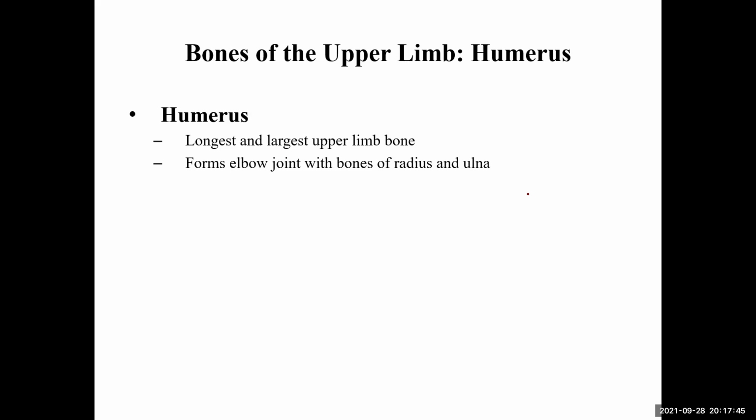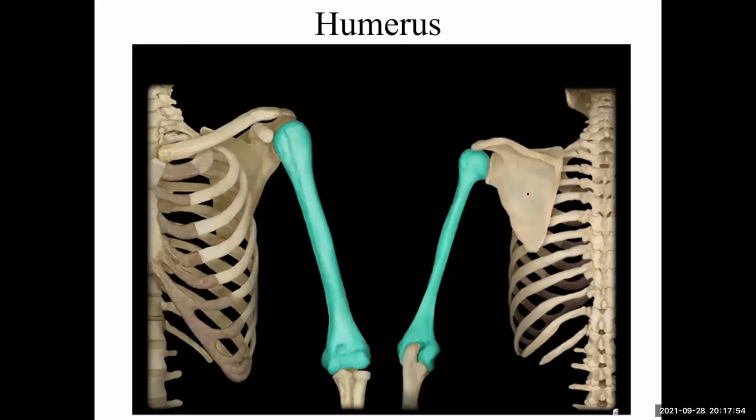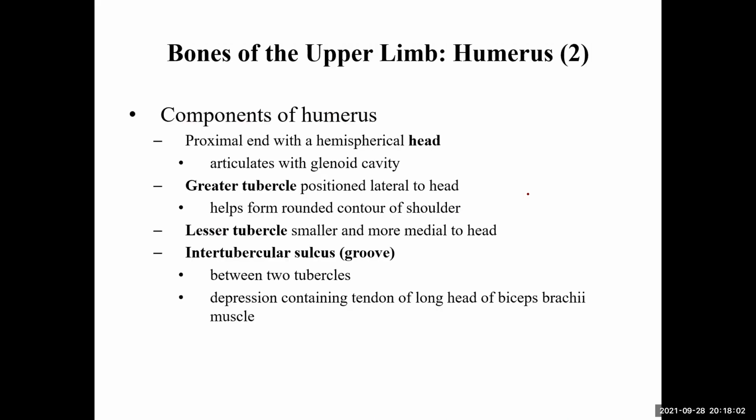This goes from your shoulder down to your elbow. It's going to articulate with the radius and the ulna to form the elbow joint. There you can see the humerus there. So humerus is a long bone. So long bones have a diaphysis, and then they have a proximal and distal epiphysis. So the proximal epiphysis, we call that the head of the humerus. And so it's going to articulate with the glenoid fossa or cavity to make the glenohumeral joint.